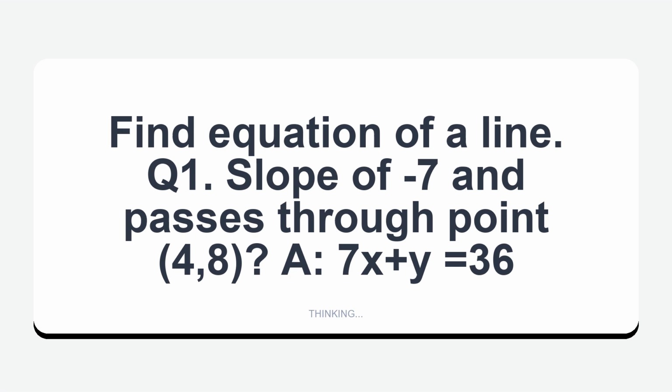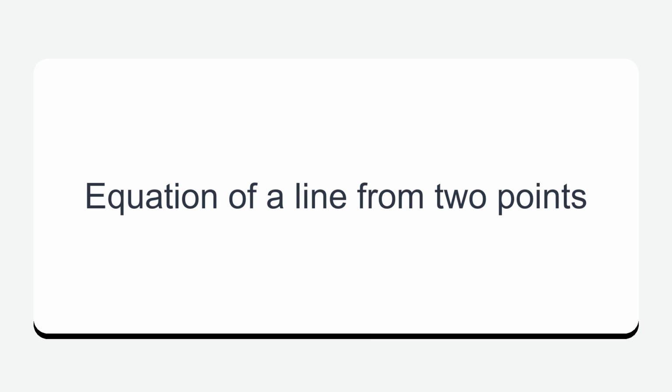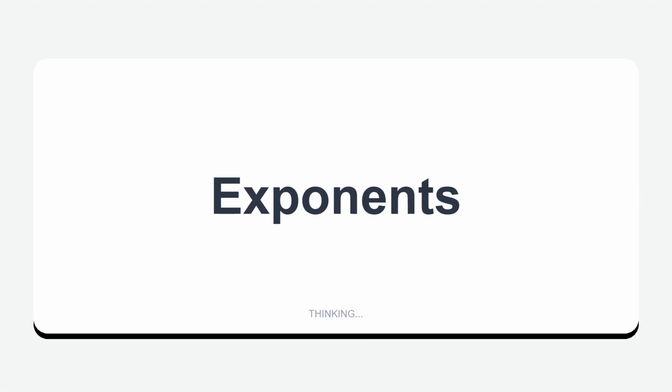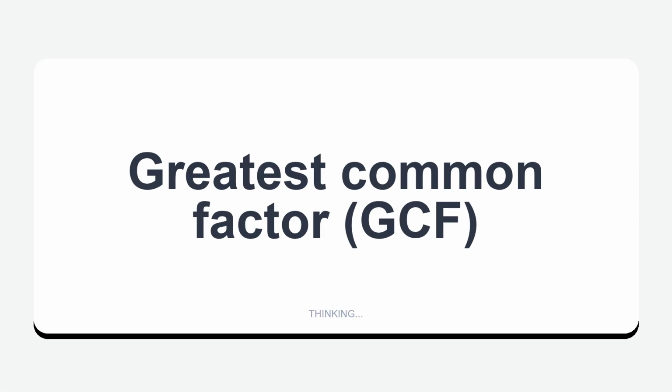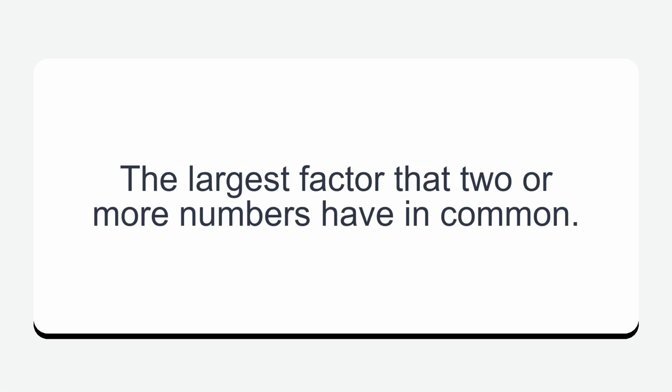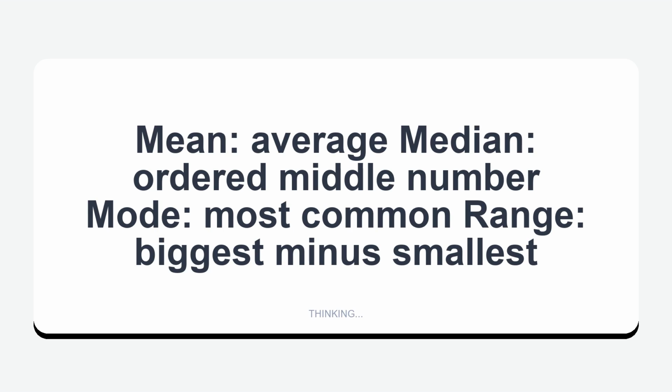Find the equation of a line. Q1. Slope of -7 and passes through point (4, 8). A. 7x + y = 36. Equation of a line from 2 points. Exponents: the number that is raised to show how many times to multiply the number by itself. Greatest common factor, GCF: the largest factor that two or more numbers have in common. Mean, average; median, ordered middle number; mode, most common; range, biggest minus smallest.